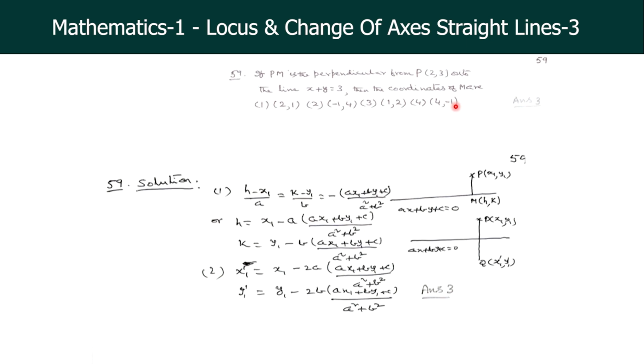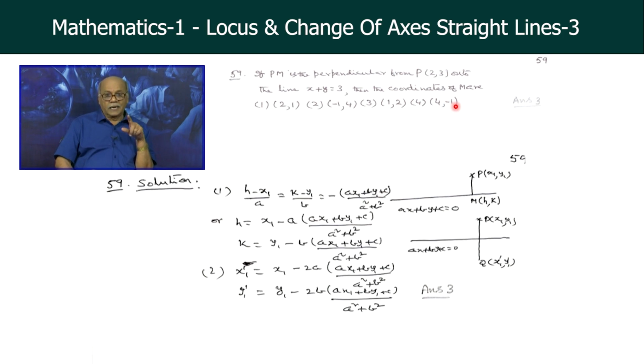Now, here we can do it directly, but if you do it directly, it will take more than 5 minutes. But if you remember the formula given in the theorem in your textbook, what is that formula? The foot of the perpendicular: if (h, k) is the foot of the perpendicular drawn from a point (x1, y1) onto a line L: ax + by + c = 0, then (h - x1)/a = (k - y1)/b = -(ax1 + by1 + c)/(a² + b²).